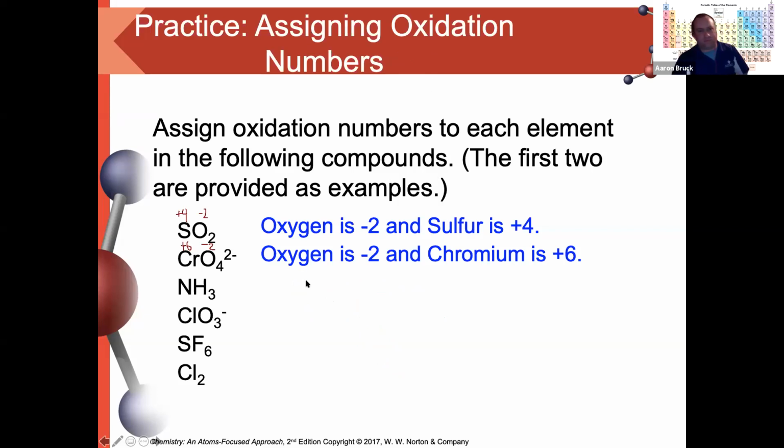All right, let's look at the next one. I've got nitrogen plus 3 hydrogens is equal to 0, because there's no charge on the ammonia. I don't know nitrogen, but I know that when hydrogen is bonded to nonmetals like nitrogen, it's a +1 charge. So if I follow the algebra through to its natural conclusion, I get a -3 for the nitrogen. And so my numbers: -3 for nitrogen, +1 for hydrogen.